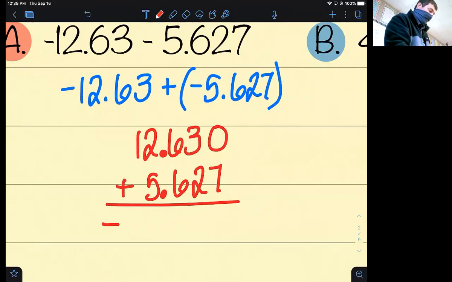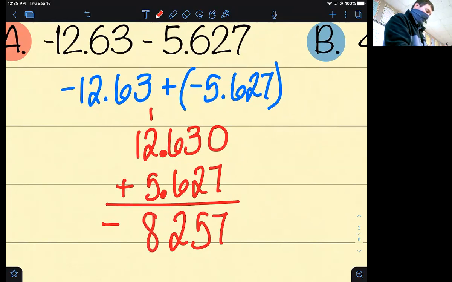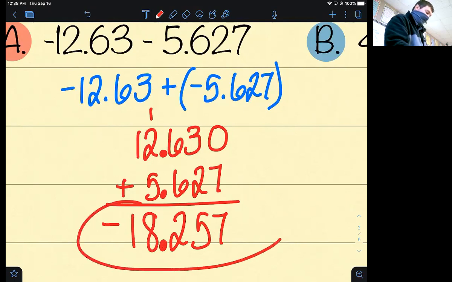Aaron, what's 0 plus 7? 3 plus 2? 6 plus 6? Carry the 1. 1 plus 2 plus 5? 8. Don't forget to put your decimal down between there as you're doing that. And then 1 plus nothing. So my answer is negative 18.257.